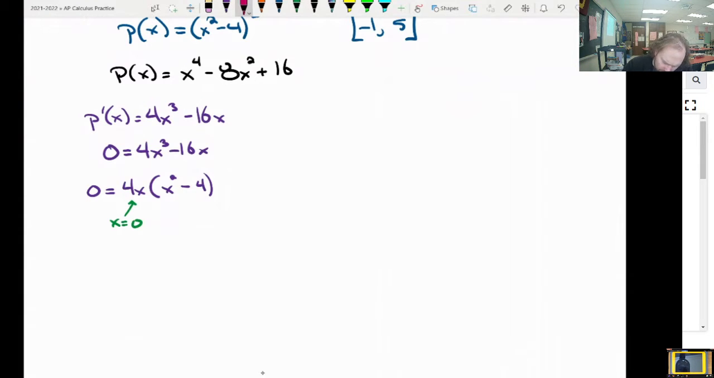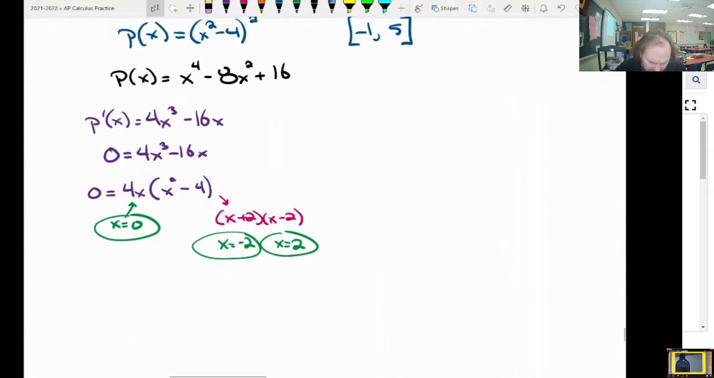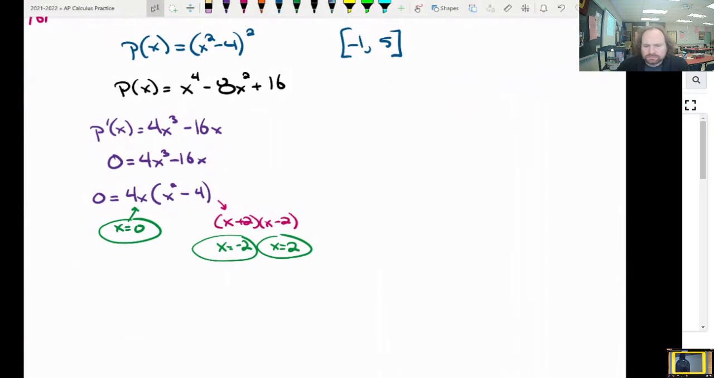The other ones are going to come from x squared minus 4, which can be factored into (x plus 2) and (x minus 2). That's a difference of squares there. So we have two other zeros at x equals -2 and x equals positive 2. So these are the places where our derivative equals 0. That's the first stage of this game. The next stage is to test all of these and see which one actually gives us the maximum and which one actually gives us the minimum.